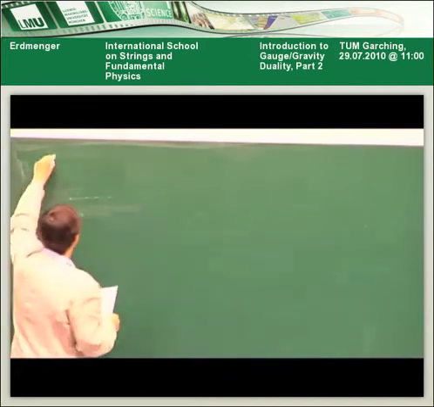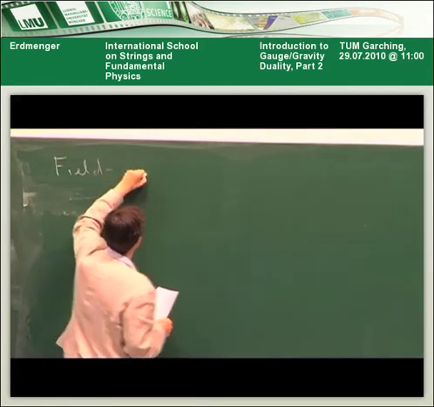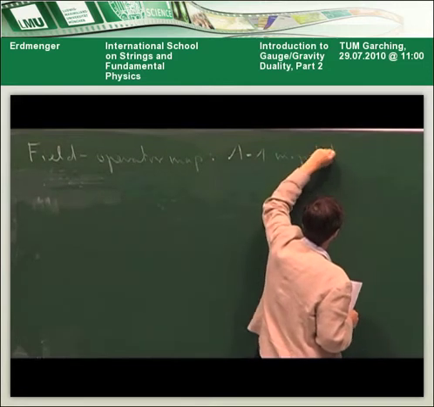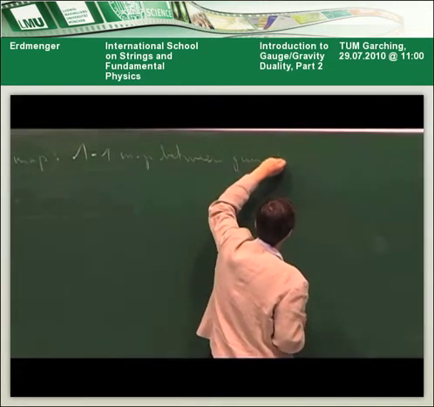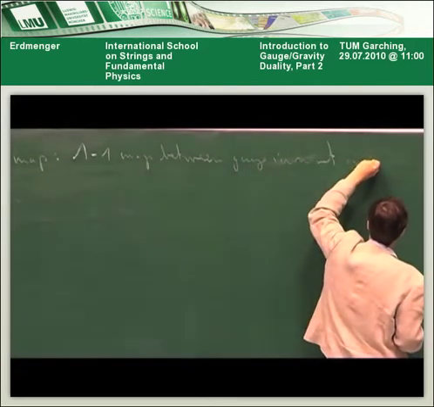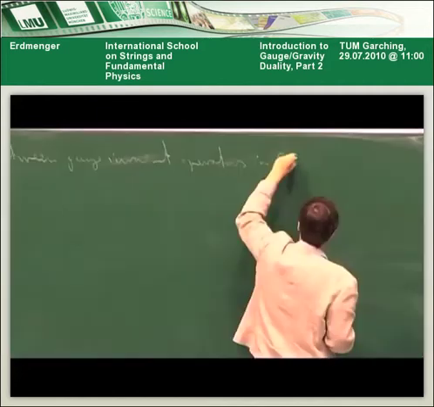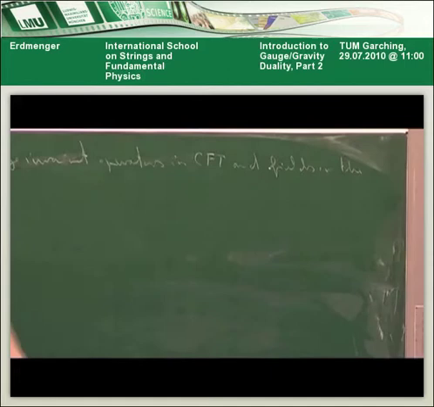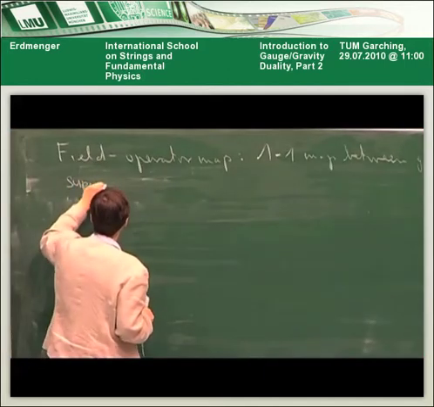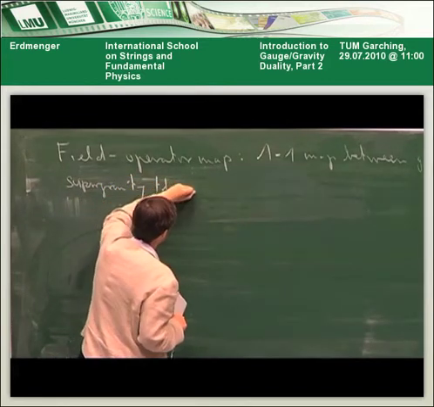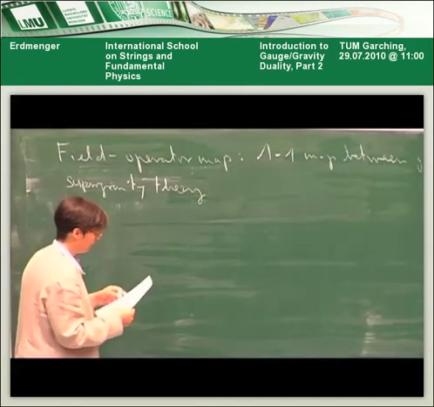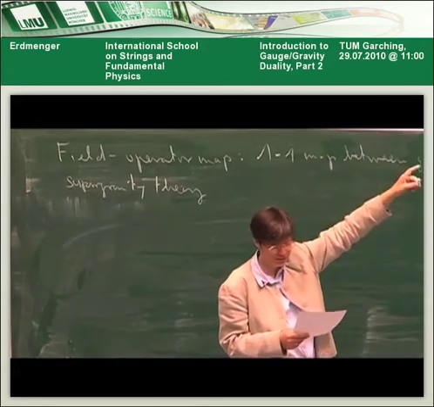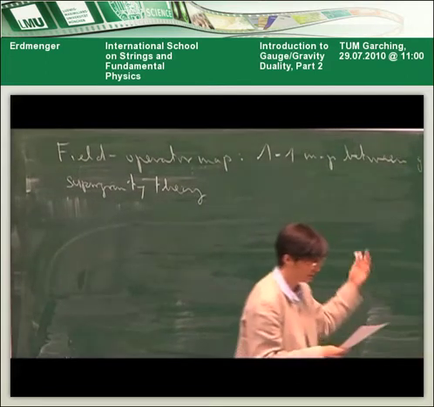Okay. So there's something called the field operator map. This is a one-to-one map between gauge invariant operators in the conformal field theory and fields in the supergravity theory. And basically, this arises from the symmetry. So you can look at representations of the symmetry group, which is the same in the two theories, and then the elements of these representations will be identified with each other.